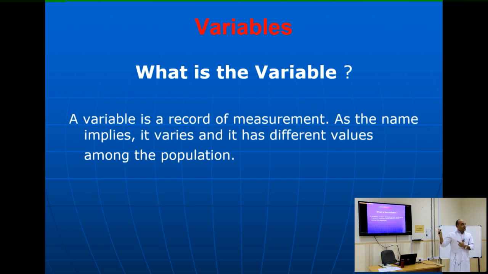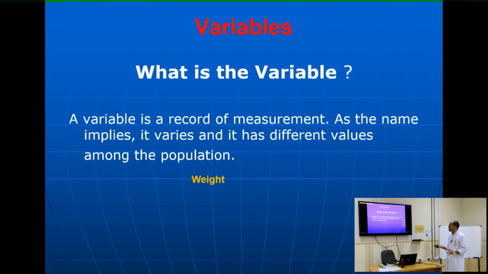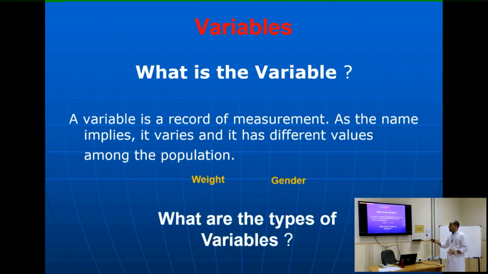It's a record. Good. As the name implies, it varies. My height is 170, your height is 180, so it varies. My hemoglobin is 14, your hemoglobin is 10. It varies. I responded to the medication, yes, and you didn't respond to the medication, no. All of those are variables. So the simplest way is to first look for the variable. I'm just giving examples: weight, gender.